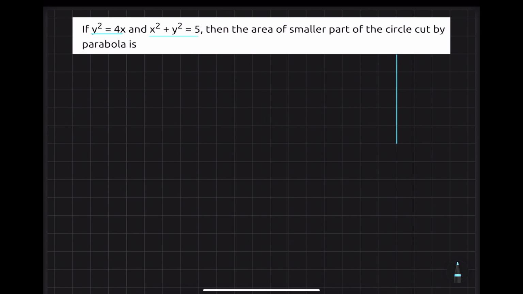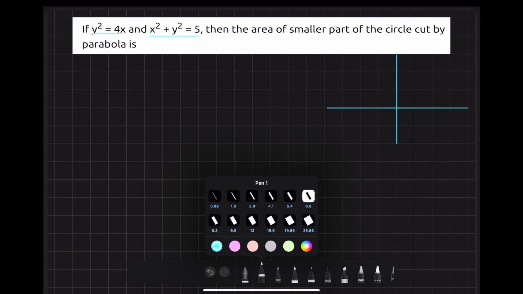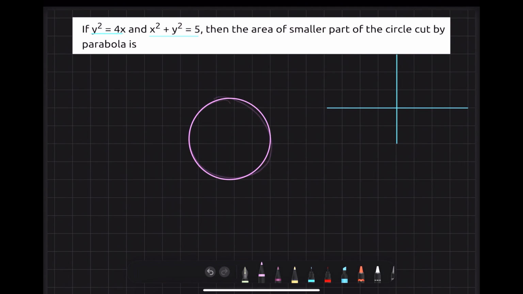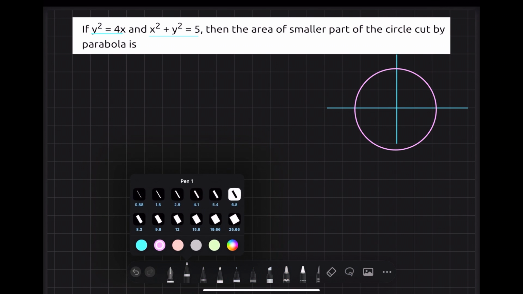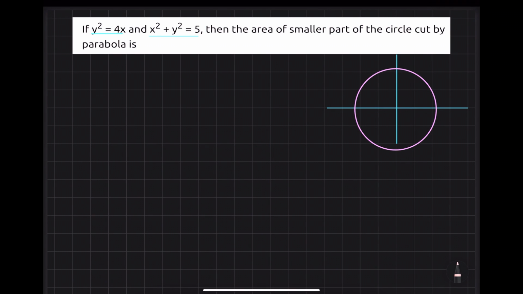So this is our y-axis. We have this as x-axis. Now let's try to draw a circle. So we got our circle done. So center of the circle is this. Now we have to draw a hyperbola. Sorry, parabola. Parabola is y square equals 4x. So it is a right side opening parabola. So it will go this way.